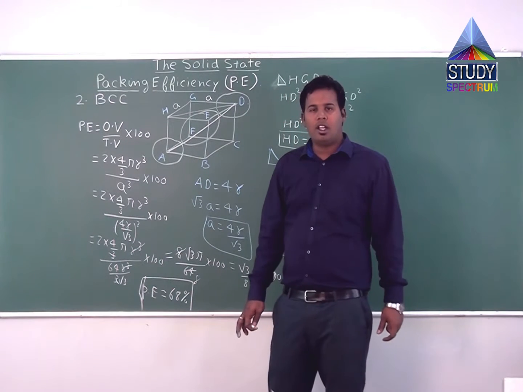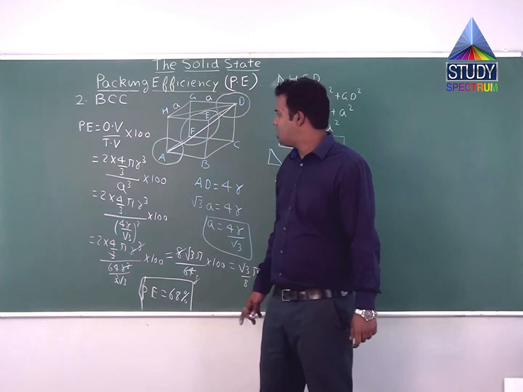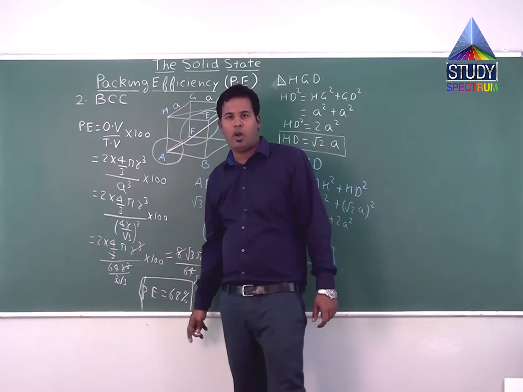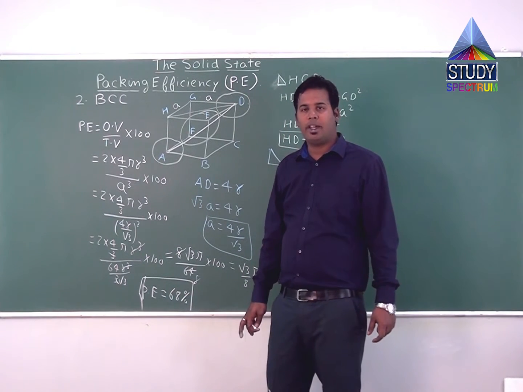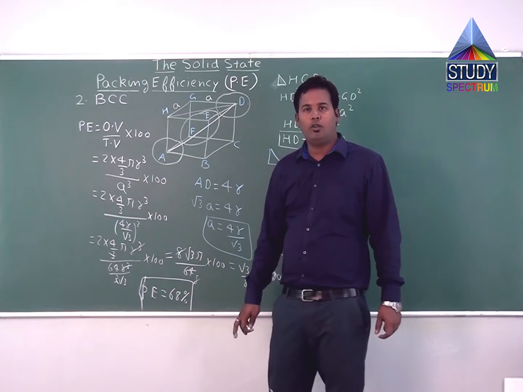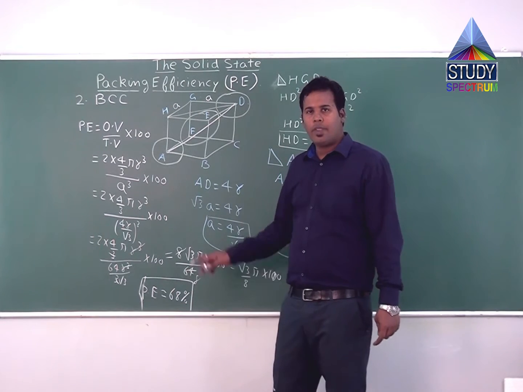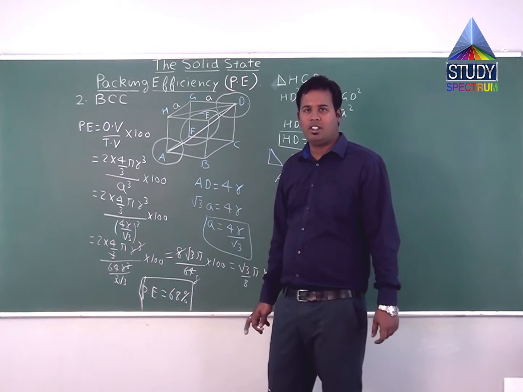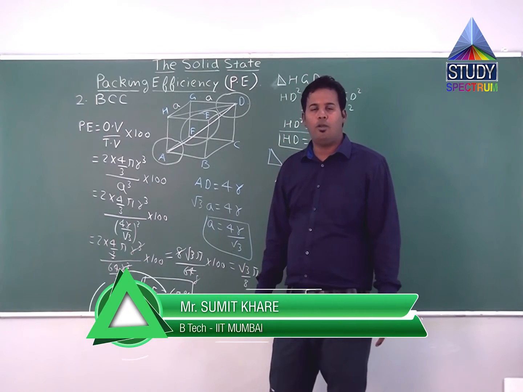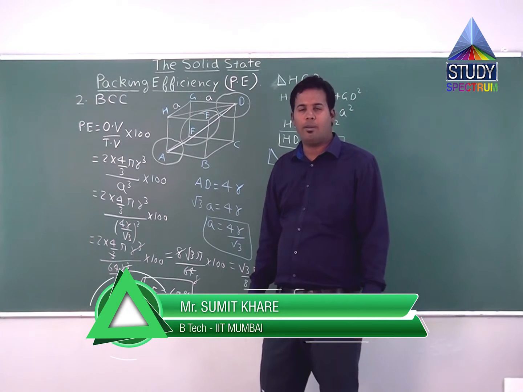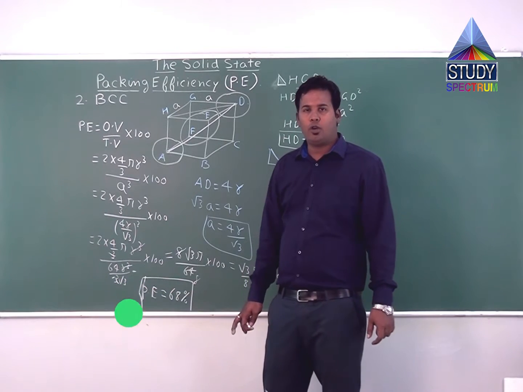Now packing efficiency, like we have done earlier in the case of HCP and CCP, is nothing but occupied volume upon total volume into 100. Correct? Occupied volume means the effective number of spheres coming inside this particular cube into the volume of each sphere. We have 2 effective spheres inside this cubic unit cell, and the volume of each sphere, like we have studied in lower standards in mensuration, is 4/3 pi r cube, where r represents the radius of that sphere. So occupied volume becomes 2 into 4/3 pi r cube.